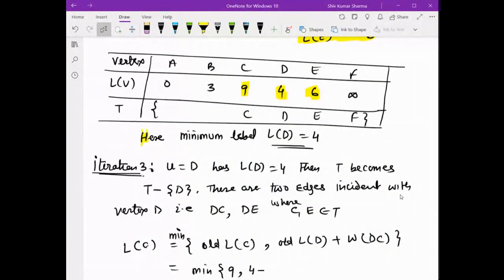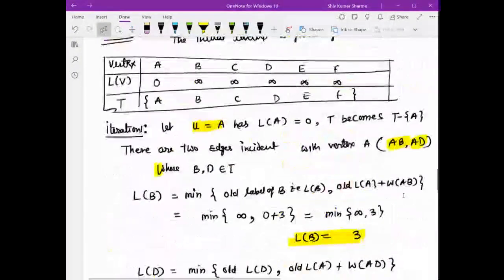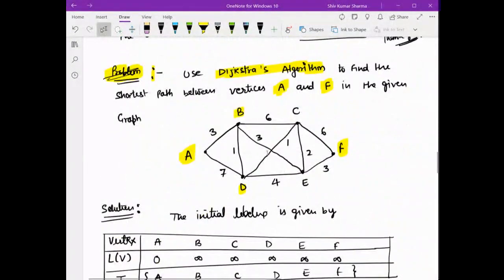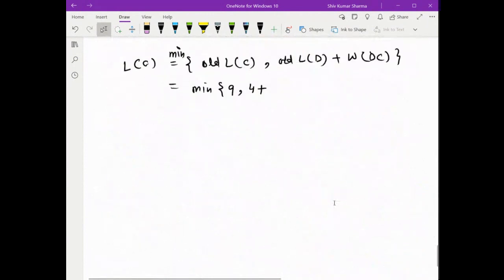Old level of D is 4 plus the weight of DC. What is the weight of DC? We check this figure. So the weight of DC is 1. So this equals the minimum of 9 comma 5. So this equals 5.